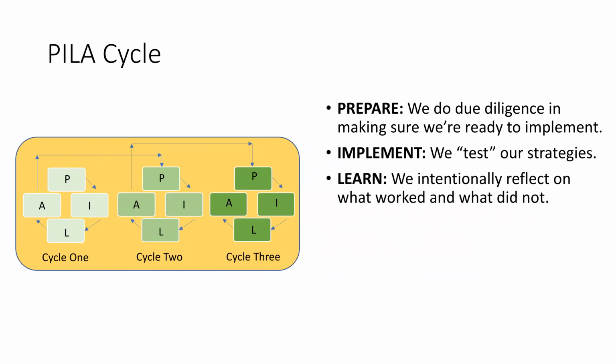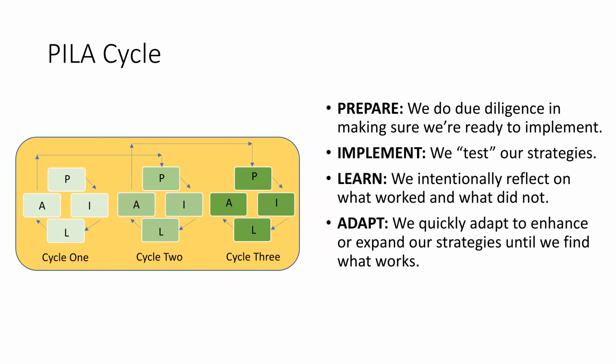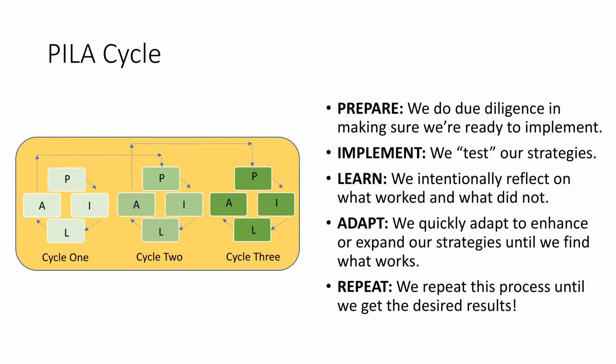Learn is where we intentionally reflect on what worked and what did not. This may be one of, if not the most powerful skill we can bring to this work. Without reflecting and learning, we cannot adapt. Without adapting, it's not likely we'll be successful over time. Adapt, we quickly adapt to enhance or expand our strategies until we find what works and until we get the results that we're looking for. And obviously, we repeat this cycle as needed until we get those desired results.